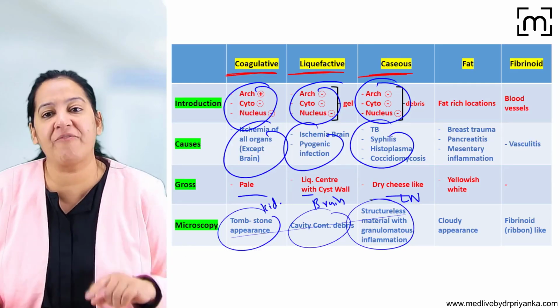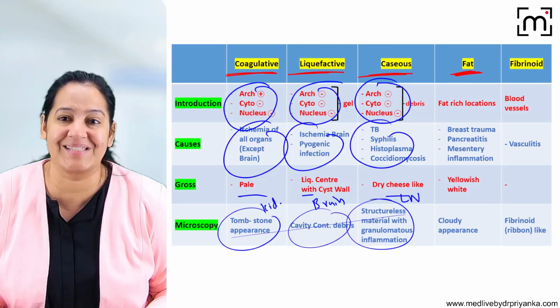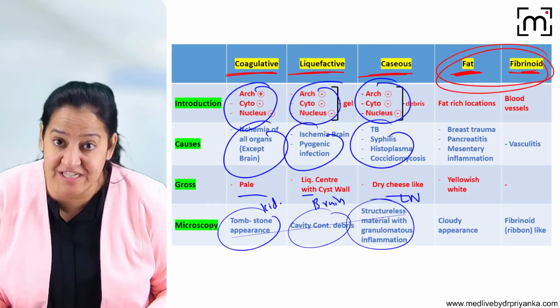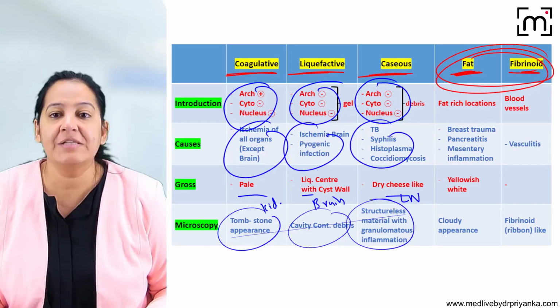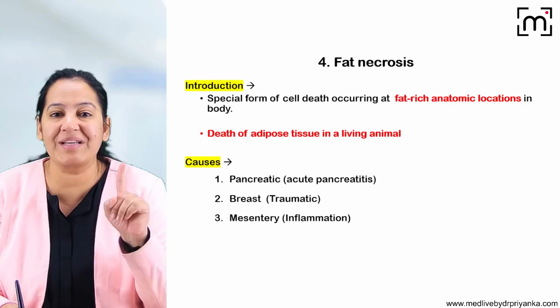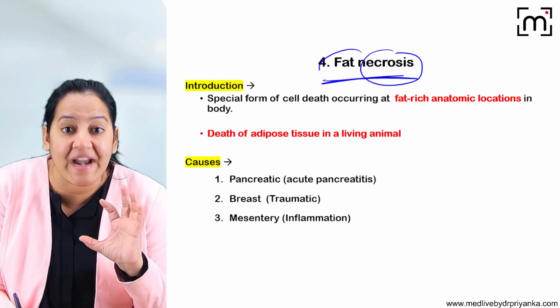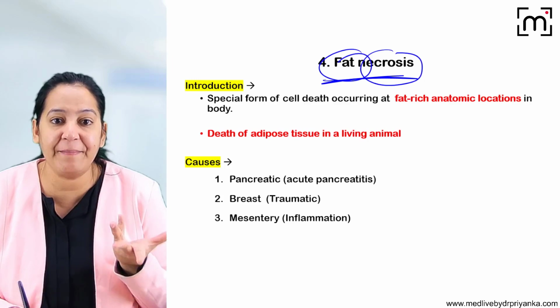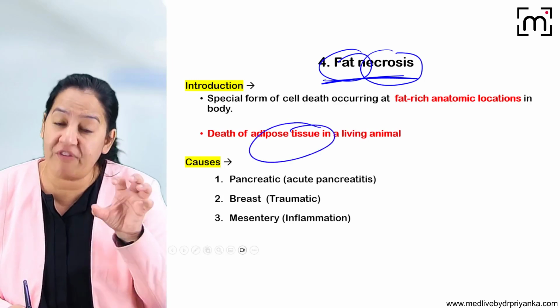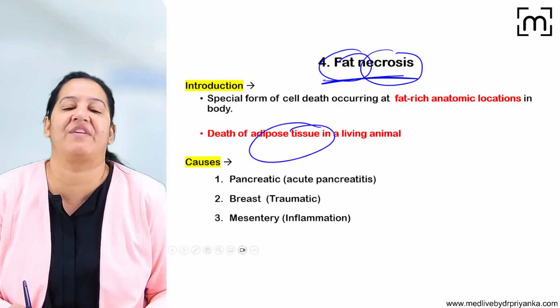So coming to the fourth type of necrosis, that is fat necrosis. Fat and fibrinoid are actually special types of necrosis. One by one we will take. So let's start with fat necrosis. What is fat necrosis? As the name indicates, it is the death of adipose tissue. Fat means adipose tissue. So death of adipose tissue in a living organism is known as fat necrosis.